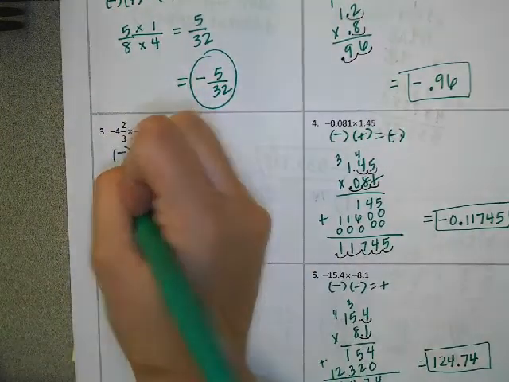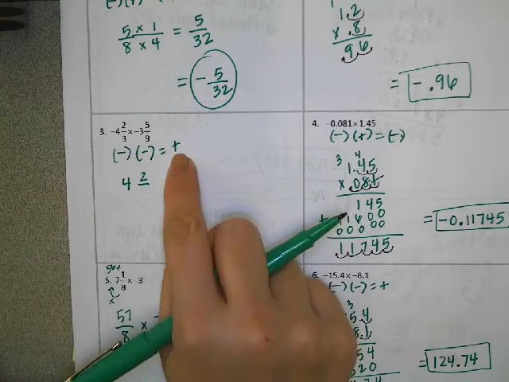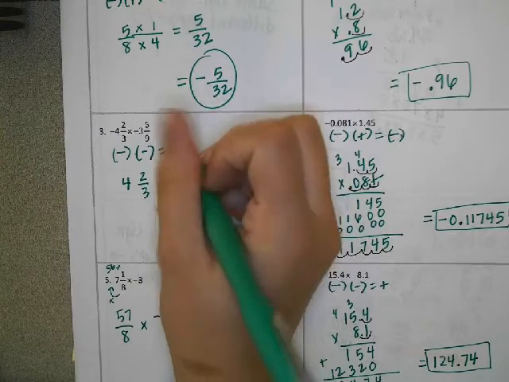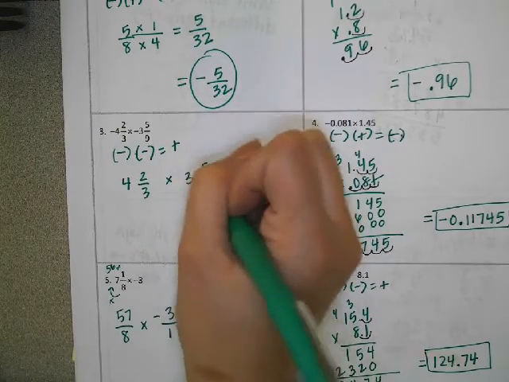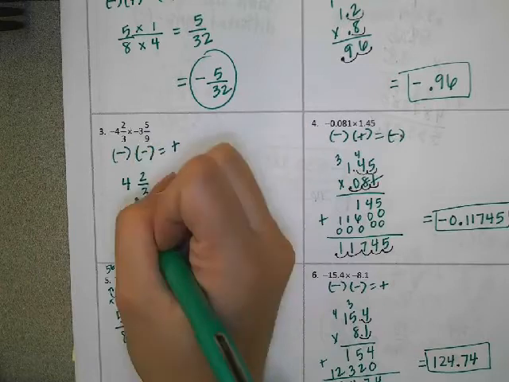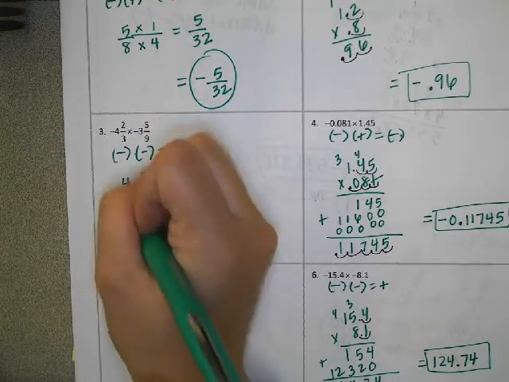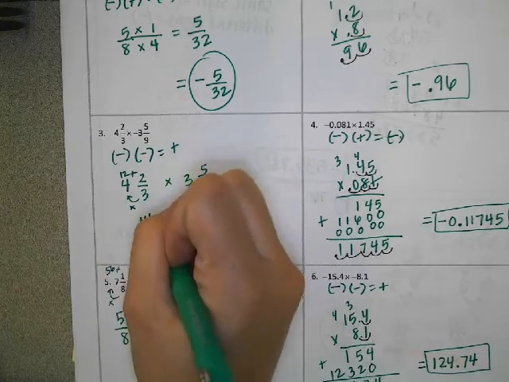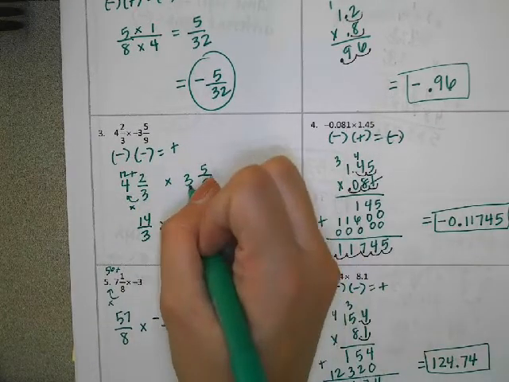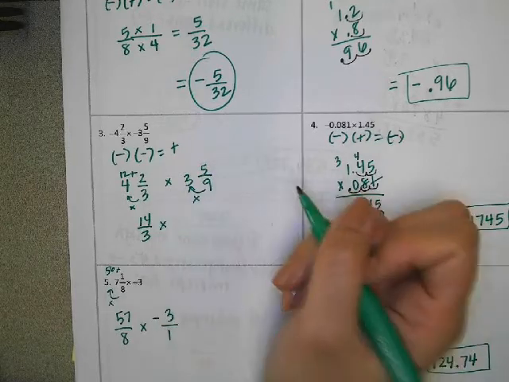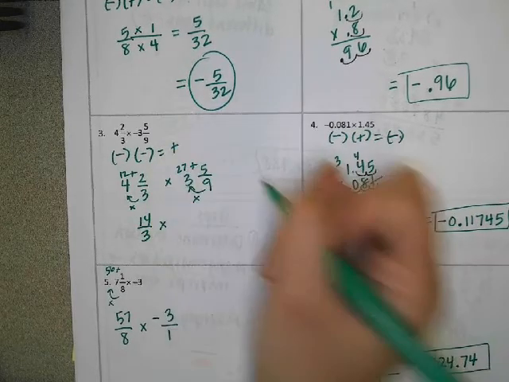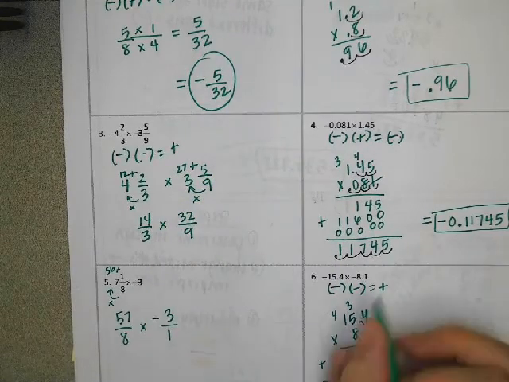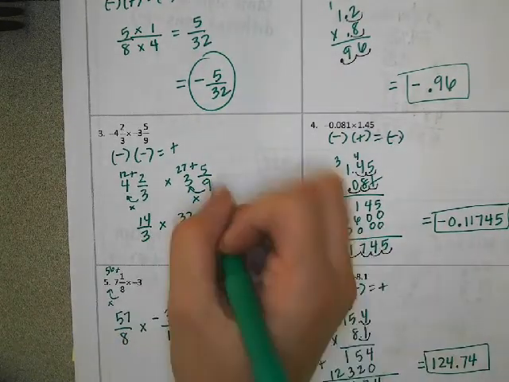So my answer is going to be positive. I'm going to ignore the signs for now because I already figured out what my answer is going to be. I am going to rewrite my numbers so that I can change my mixed numbers into improper fractions. So 3 times 4 is 12 plus 2 is 14/3, times 9 times 3 is 27 plus 5 is 32/9.